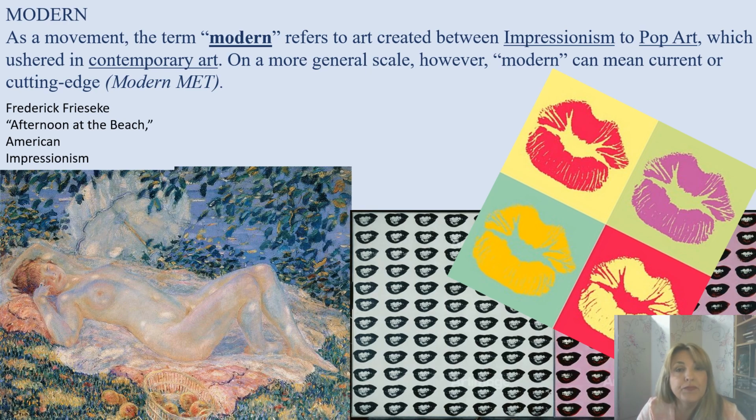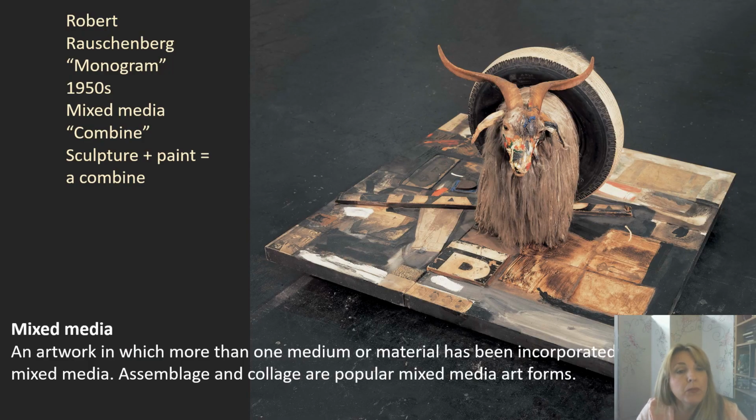Robert Rauschenberg, Monogram, 1950s, mixed media, there's that word. Combine equals sculpture plus paint. So sculpture plus paint equals a combine, and it's a term that's associated with Robert Rauschenberg. And so it is related to assemblage and collage and using all of these mixed media.